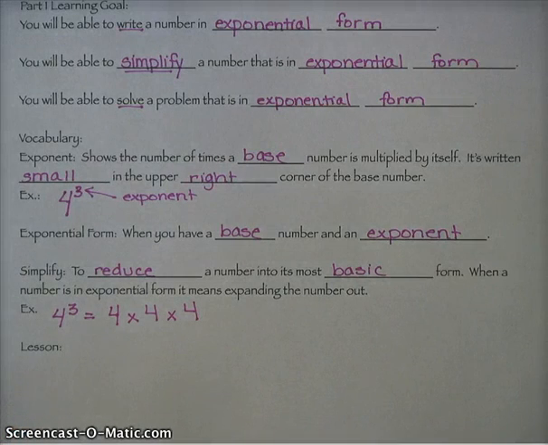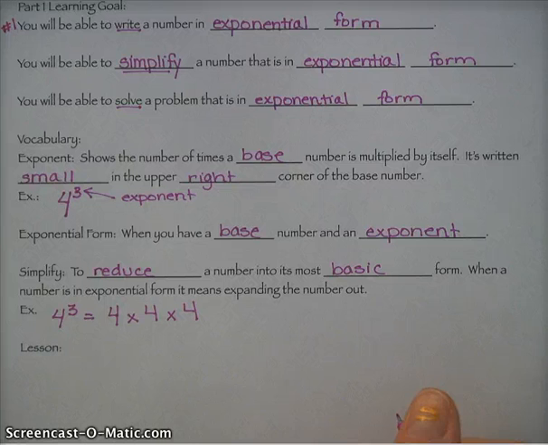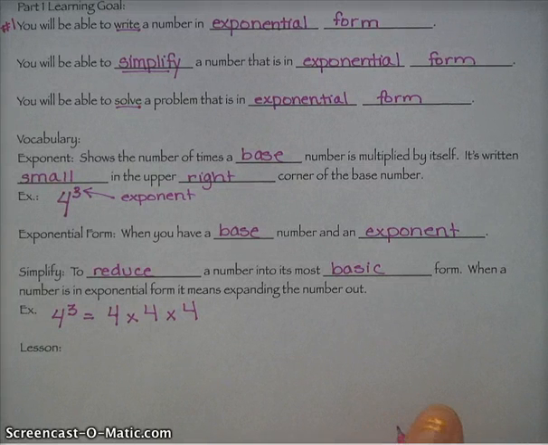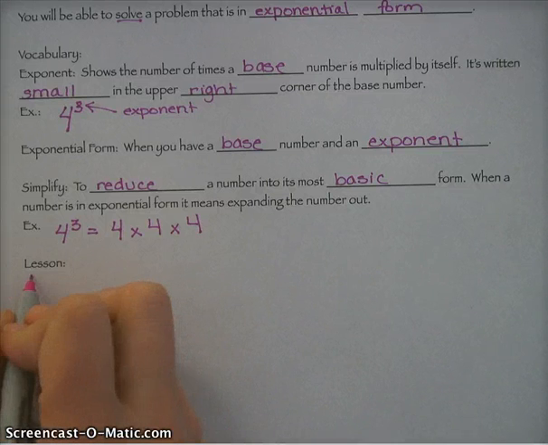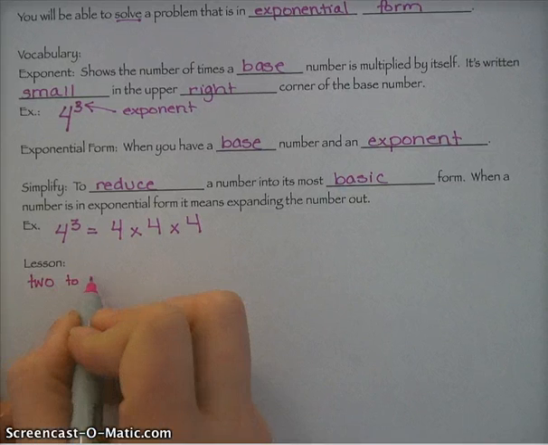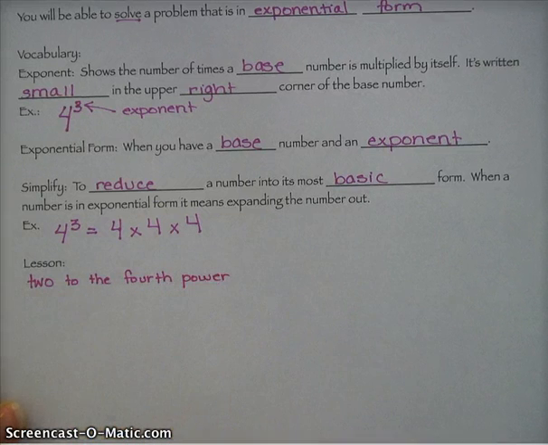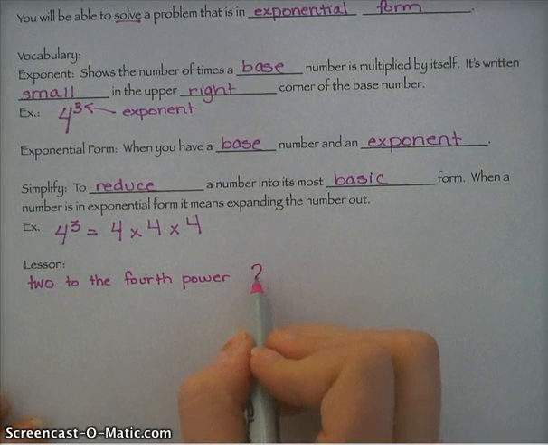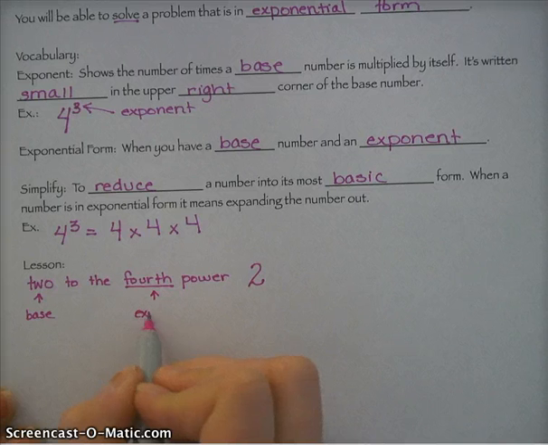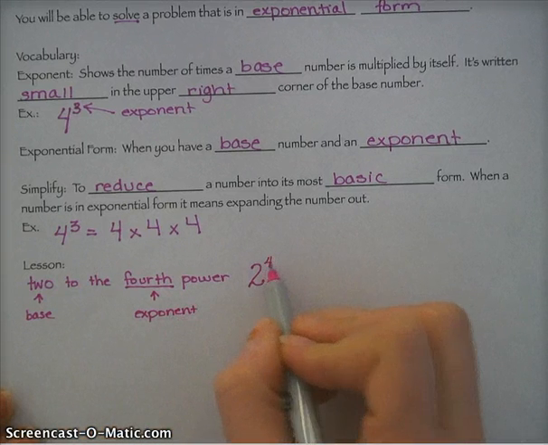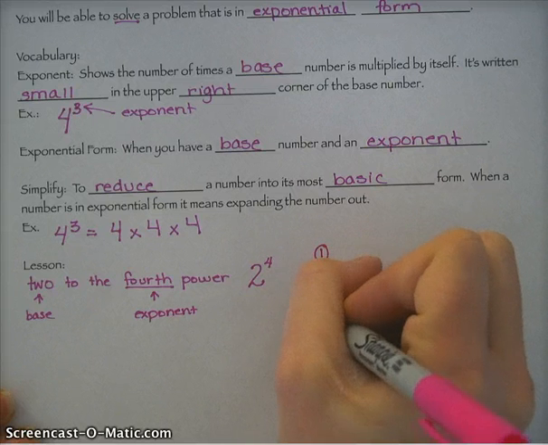So let's take these learning goals one at a time. So for our first learning goal number 1 up here, you will be able to write a number in exponential form. So if I said 2 to the 4th power, so I'm going to write out the word here, 2 to the 4th power, and I wanted you to write that in exponential form. It would be 2, this is my base, the 4th power, that is your exponent, 2 to the 4th power. Okay, so now I want you to just quickly number 1, 2, 3.